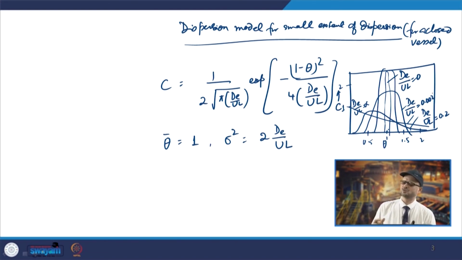So, like that you will have the variation in the family of these curves, and as you go towards smaller and smaller d by ul values, you will have the confinement, and for the 0 value your curve comes at theta equal to 1. These different values represent different extents of dispersion, and the family of these C curves can be drawn.